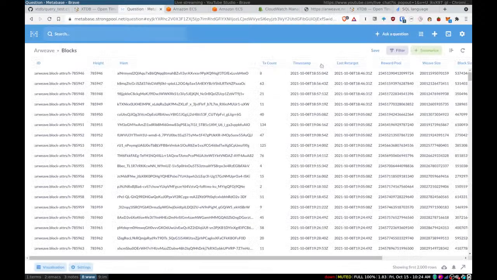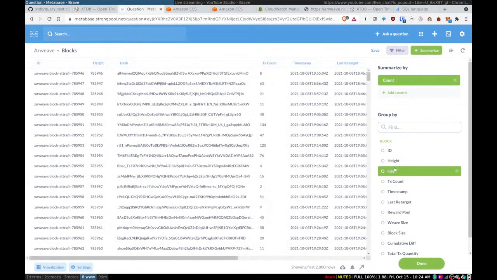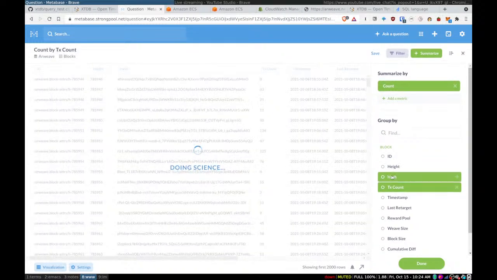Okay, okay. We have a magic summarize button. Let's do it. Let's summarize it. Summarize transaction count. What's that going to do?